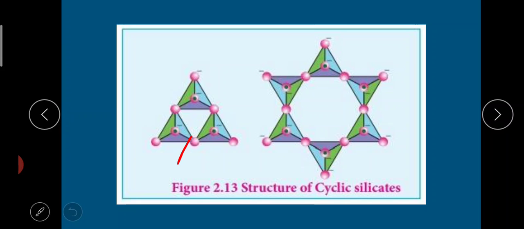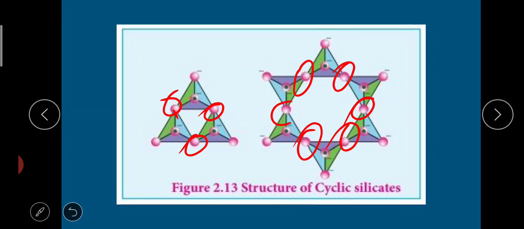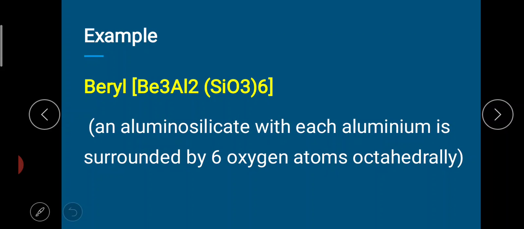If you take this silicate, how many oxygen atoms are they sharing? 2 oxygen atoms, and this one is again sharing 2 oxygen atoms. This is sharing again 2 oxygen, and again this is sharing 2 oxygen atoms. In the same way, if you take this bigger ring structure, each silicate unit, each tetrahedron, is sharing 2 of its oxygen atoms. Is it clear, children? We are moving on to the example.